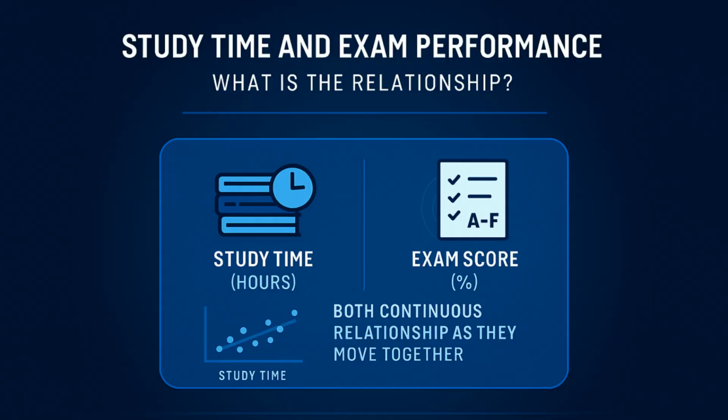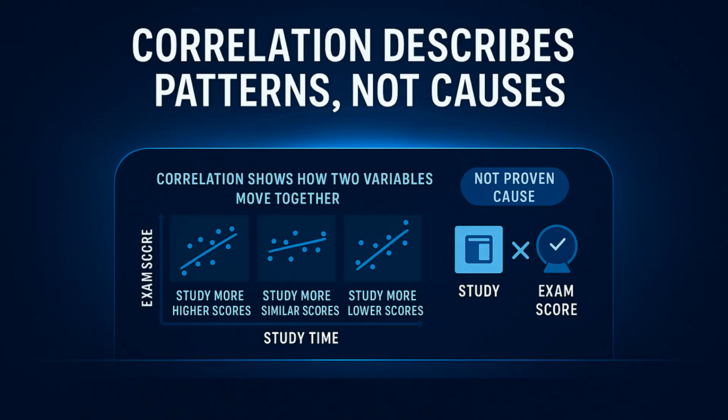Another example might ask, what is the relationship between time spent studying and exam performance? Both variables are continuous, and the question asks how they move together. Correlation can describe whether students who study more tend to perform better, worse, or no differently on exams. It cannot explain why that pattern exists or whether studying causes higher performance.